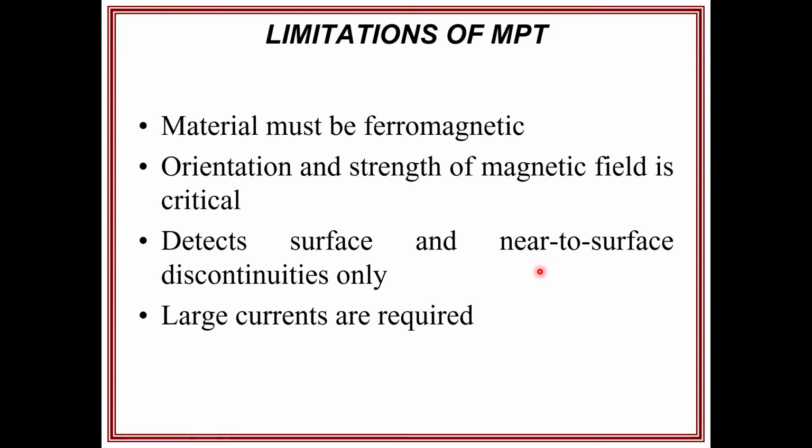Inside the material we cannot identify the cracks or holes. Using this method, we can identify only on both sides of the surface area, the inside and outside surface. Large currents are required. To apply the external magnetic fields, we need large currents. These are all the limitations of the magnetic particle method.